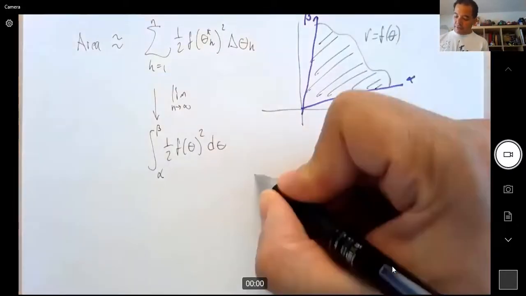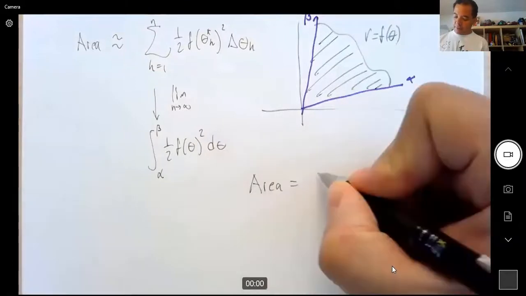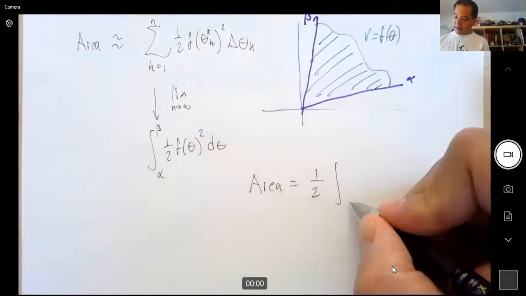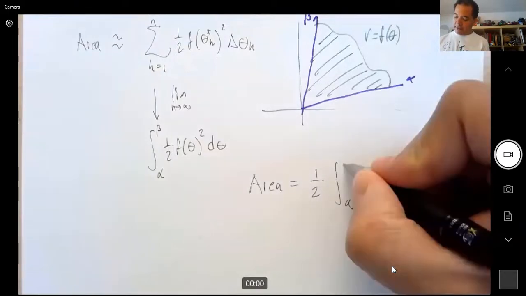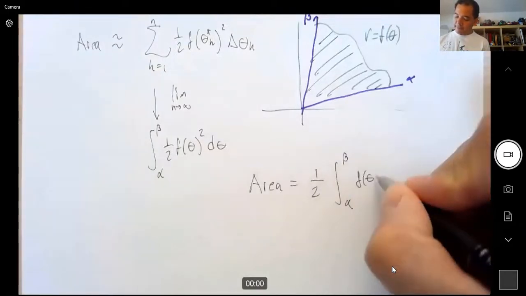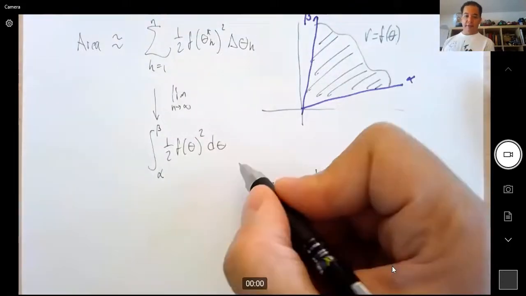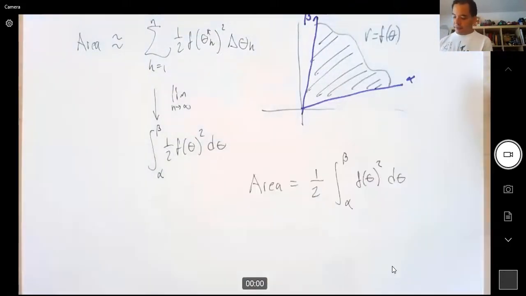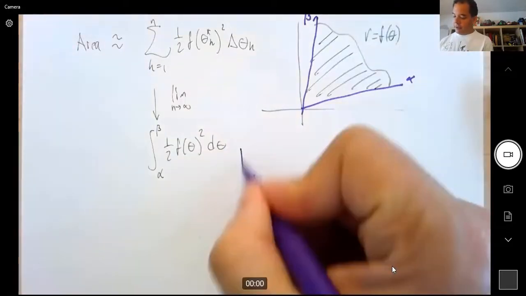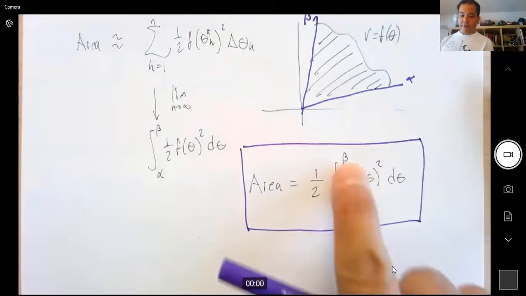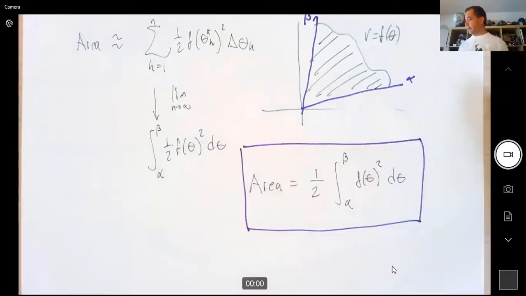So here is the formula that we want. It's a simple one. We can take the 1/2 out. So it's just the integral from alpha to beta of the square of the function. Super straightforward, easy formula: the beginning angle, the ending angle, the function squared. It's as easy as that. All right, let's put it in practice.